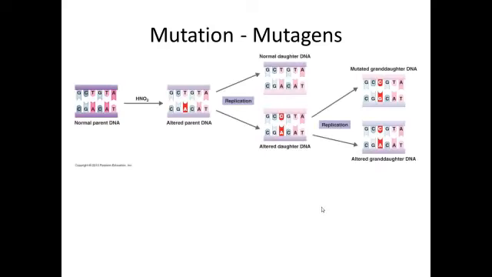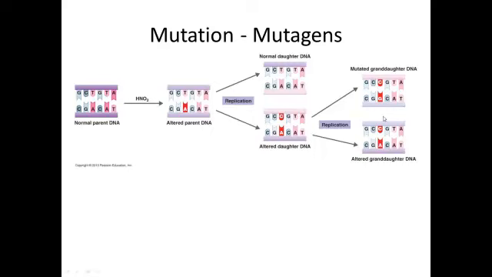So our first one is nitrous acid, HNO2. And what happens is it changes A's so that they look like G's to DNA polymerase. It's still an A, it's still an adenine, but it looks like a G. So when we go through replication, this A on this template pairs with a C. Then as further replications go on, this TA pair turns into a CG pair.